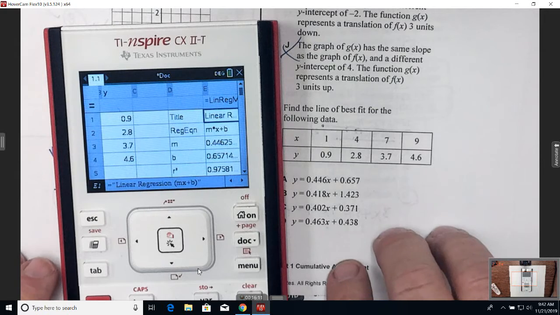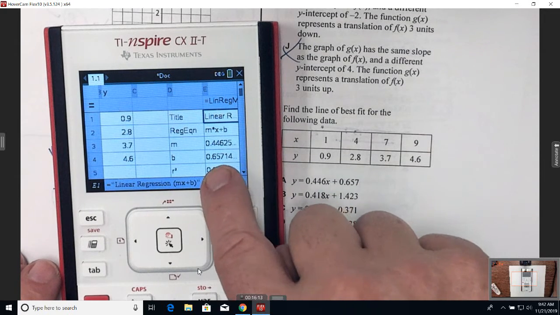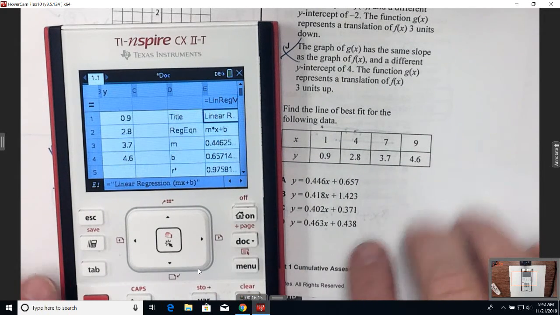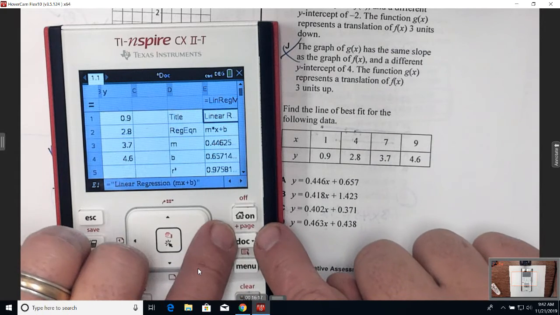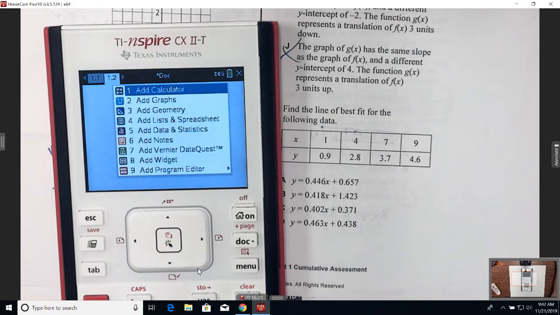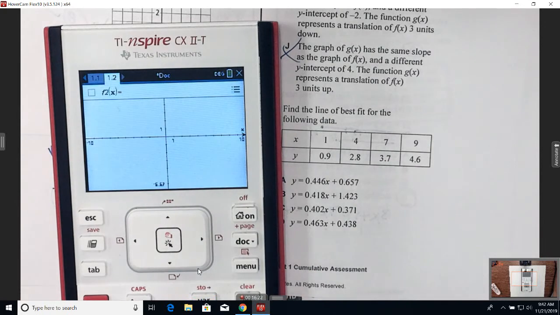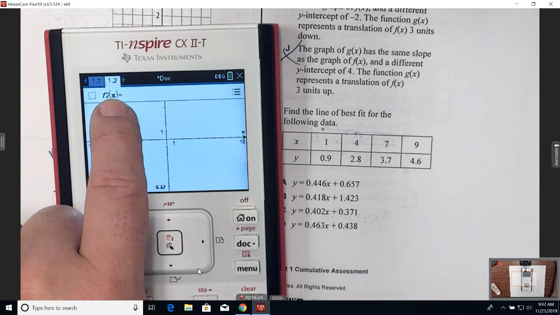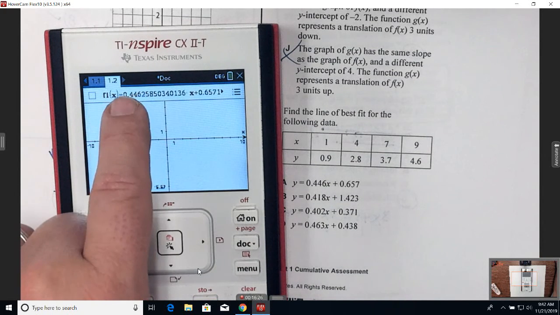You want to see a picture of it? So there's my slope, there's my y-intercept. To see a picture of it, you just go to Control, add a page, which is Doc. And then we're going to add the graph. And it's already graphed right there. It's not right there. It's at F1. We said to save it to F1.